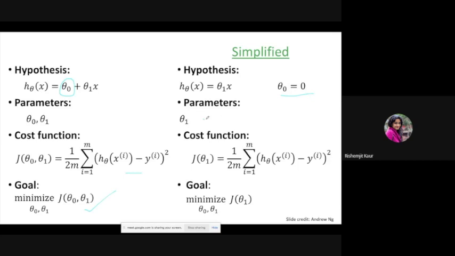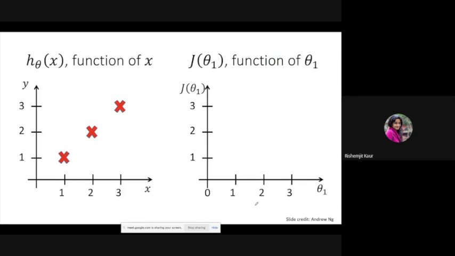So our parameter is theta 1, and our cost function is again this thing, and we have to minimize it, but we only have theta 1 now, right? Now what does this really mean? Let's say this is our data. You can see this is x, this is y, and when the value of x is 1, the output is 1. It's a very simple straight line, y is equal to x, right? So this is the optimal value, we can say.